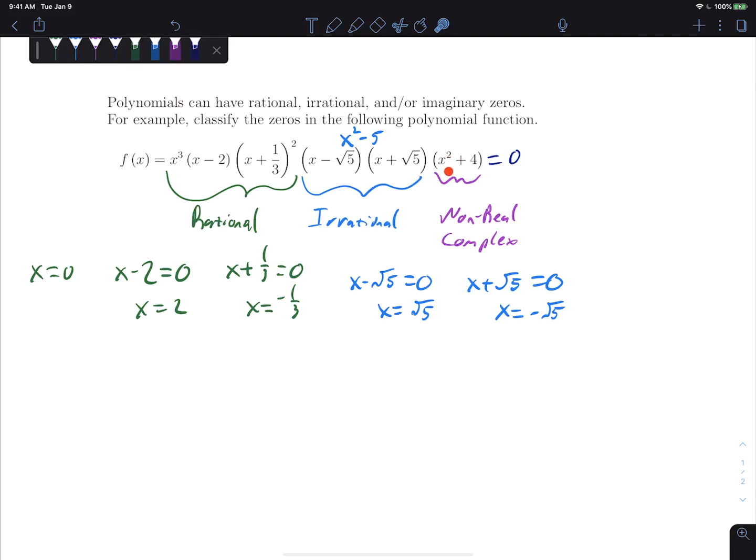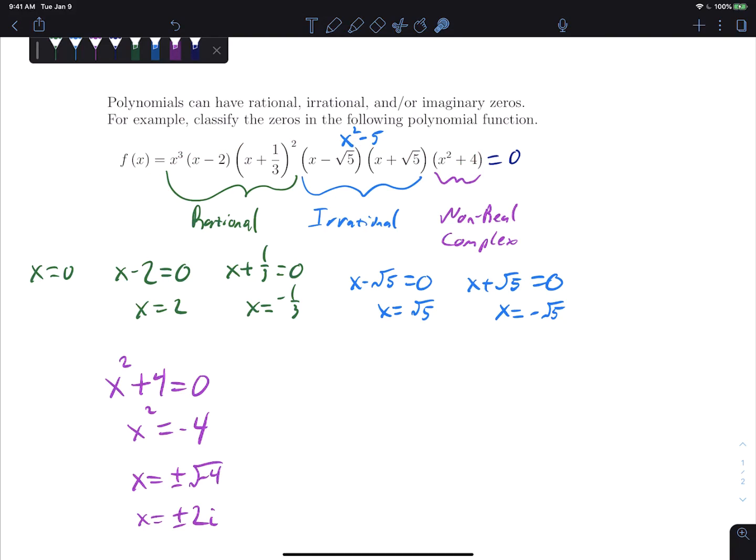Now this last one here, x squared plus 4, gives us non-real complex zeros. And the reason it gives us non-real complex zeros is because if you set x squared plus 4 equal to 0, subtract the 4, so we get x squared equals a negative value. And because it's x squared equals a negative, that gives us non-real complex zeros. In this case, that would be plus or minus the square root of negative 4, which would be plus or minus 2i. So these are, in fact, zeros of this polynomial function.